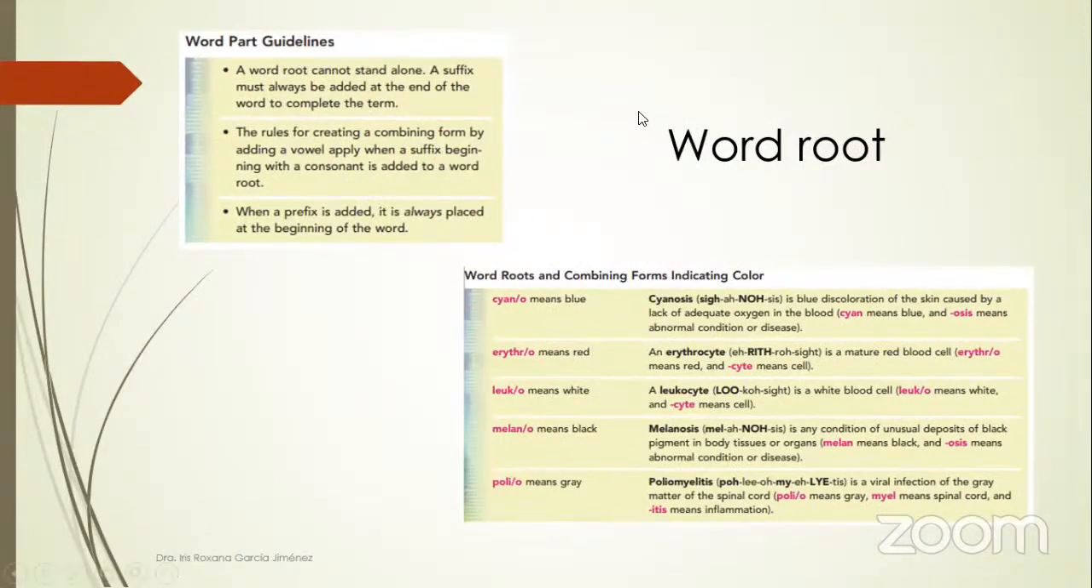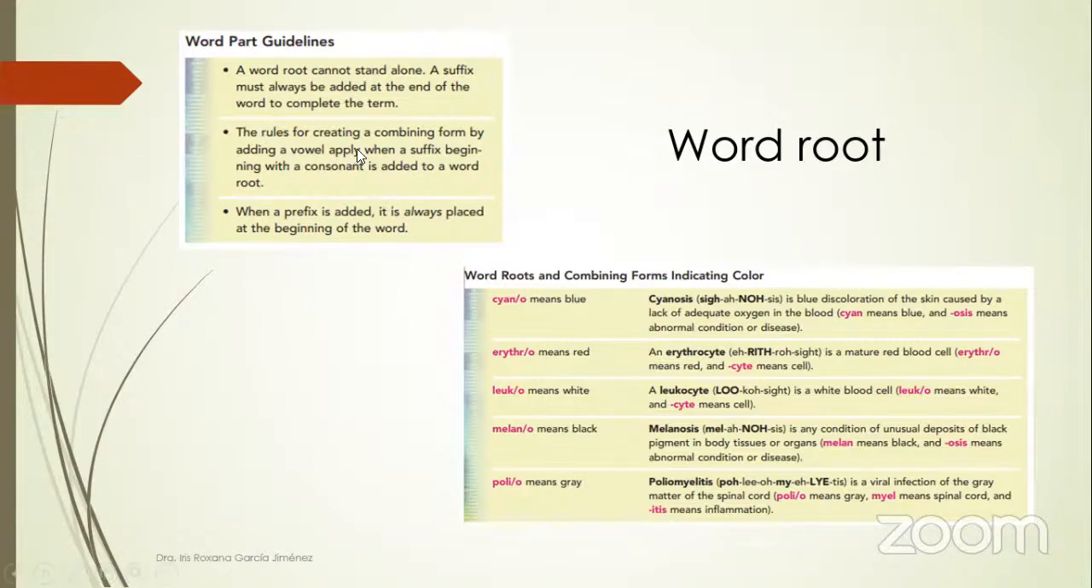Checking some specific details about the word root, we must consider this. A word root cannot stand alone. You always need a suffix. It has to be added at the end of the word to complete the term. If a word root is without a vowel, without the combining form, it's not possible to catch the meaning, I mean, what we are talking about.